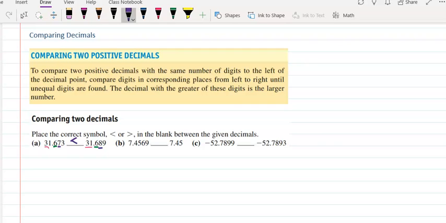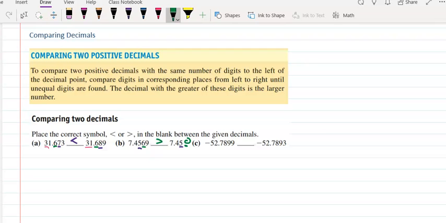Okay, so we're going to do the same thing for these next few. We've got 7 and 7, 4 and 4, 5 and 5. And then this is what I was talking about. 6 is next. This one has nothing. There's nothing here, which means it's a 0. So the 6 is bigger.